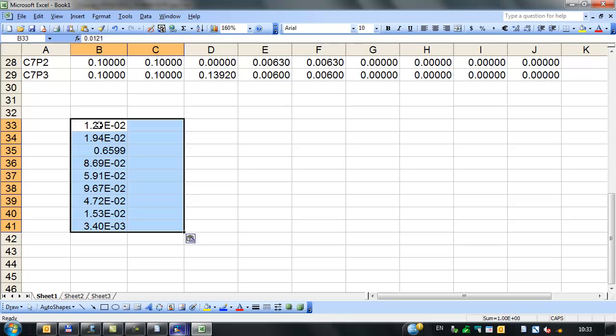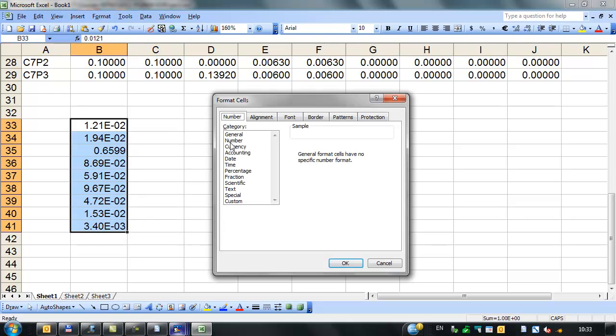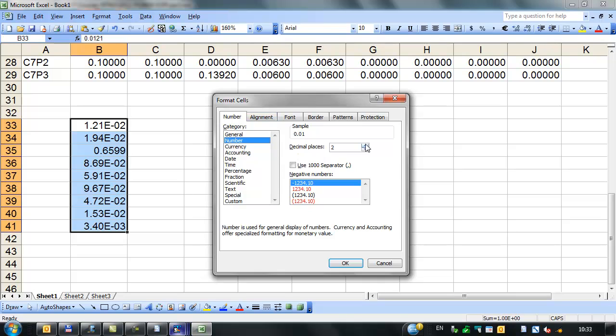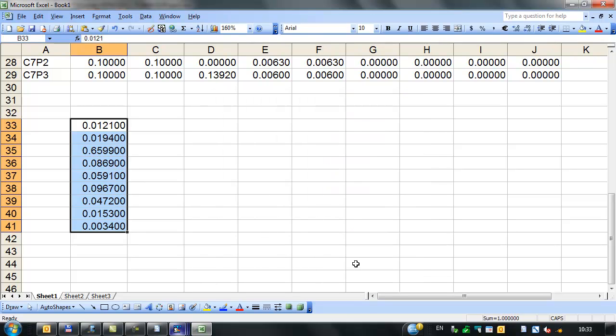There. How about format that? Like that.